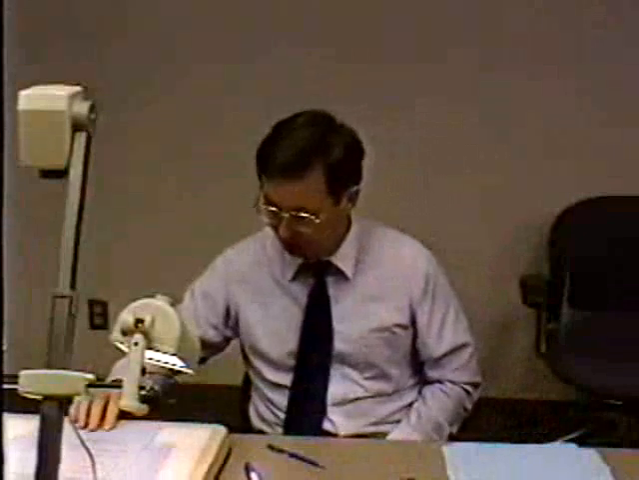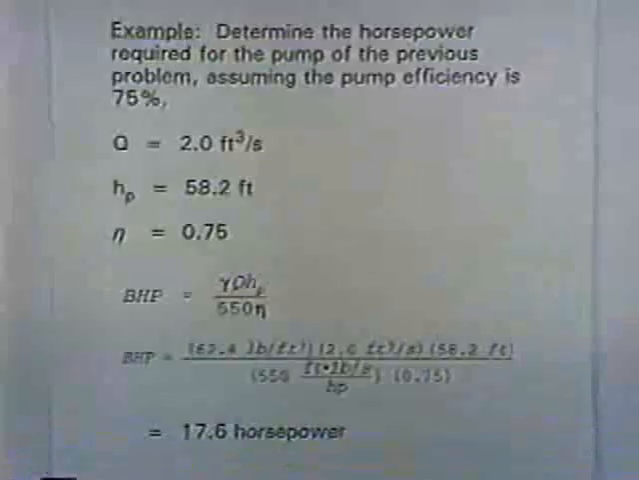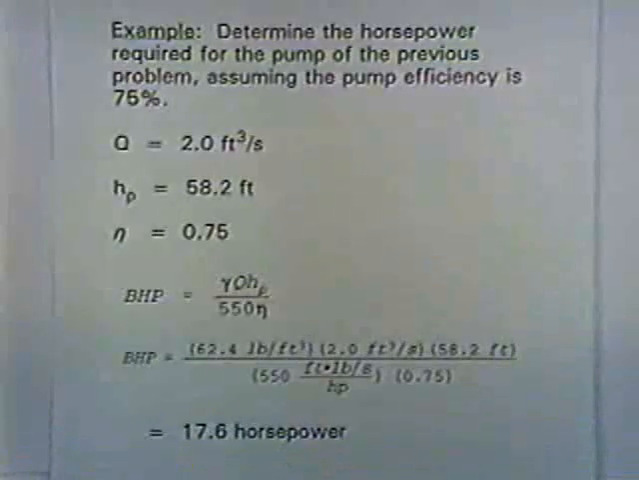The next example says plug the numbers into the equation, and so this gives us some numbers. It says in the previous problem, determine the horsepower required for the pump to do what we asked it to do in the previous problem. And what we asked it to do in the previous problem was to pump 2 cubic feet per second against a head of 58.2 feet.